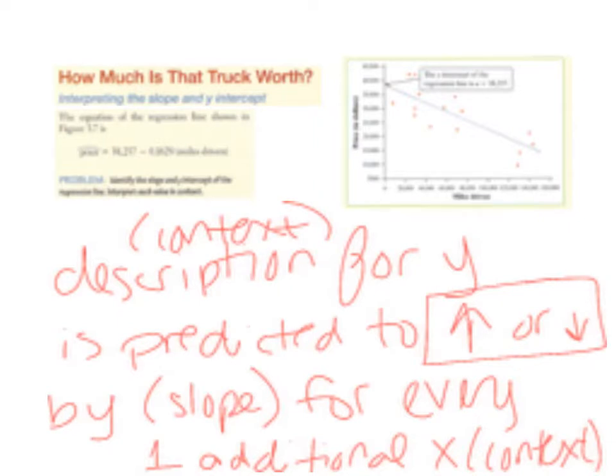You describe y in context. You say is predicted to. You choose to go up or down by whatever the value of the slope is for every one additional x in context. Okay, we do a lot of this in the second semester, and we're going to practice it more in the first semester now. We're working basically on sentence stems, so that we just say the same thing over and over again and won't mess it up.